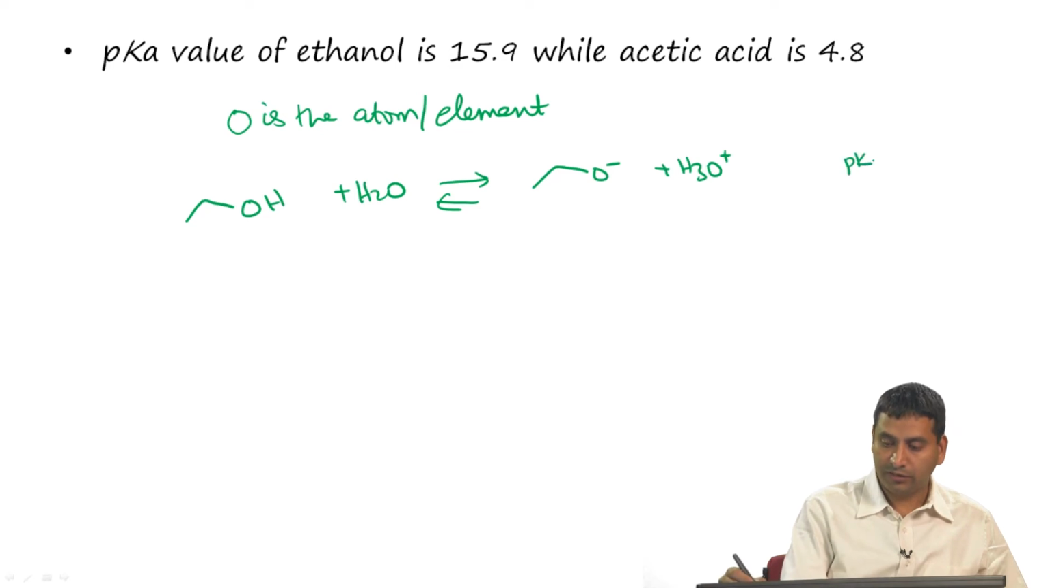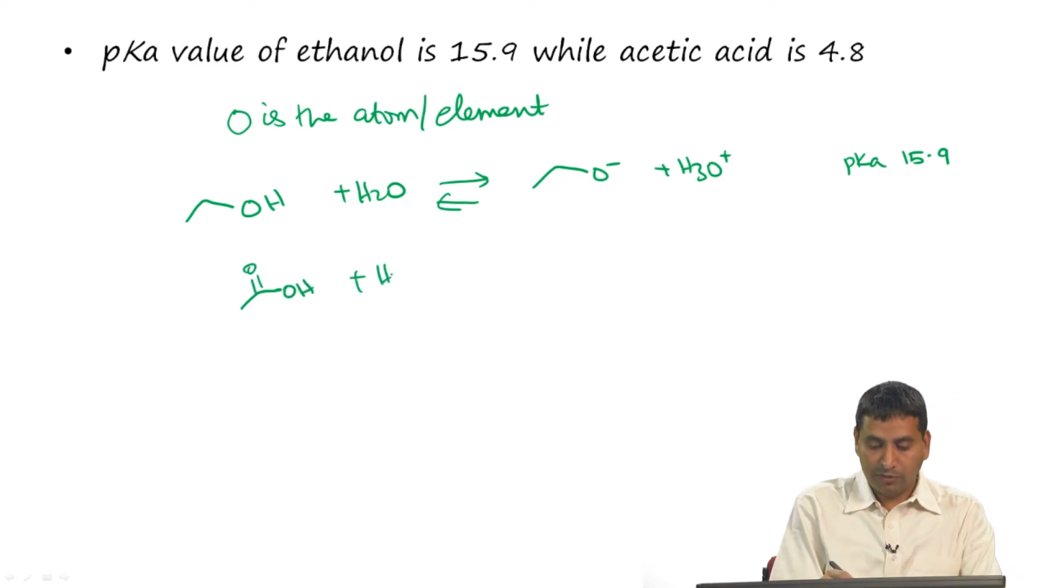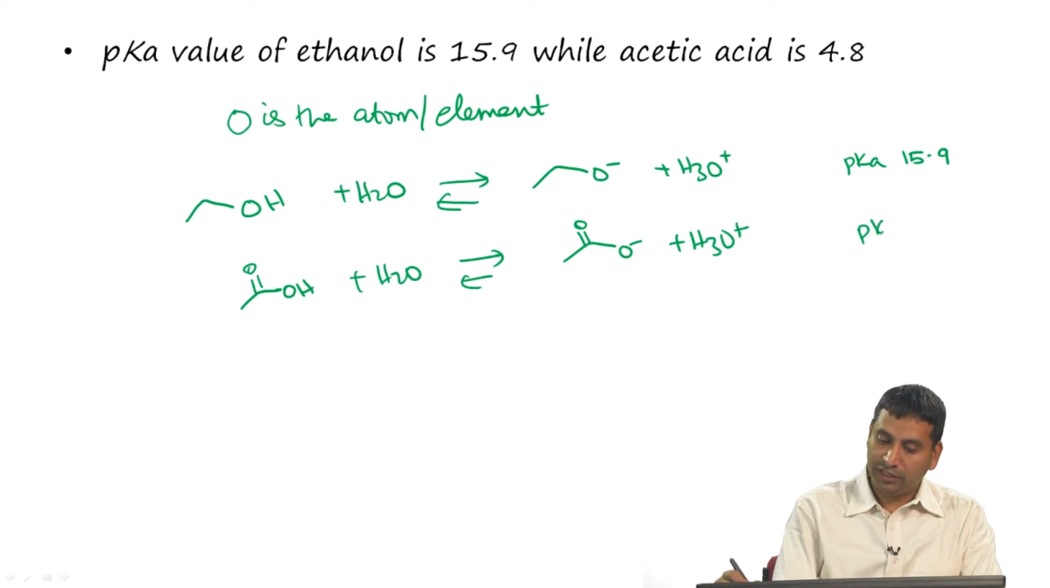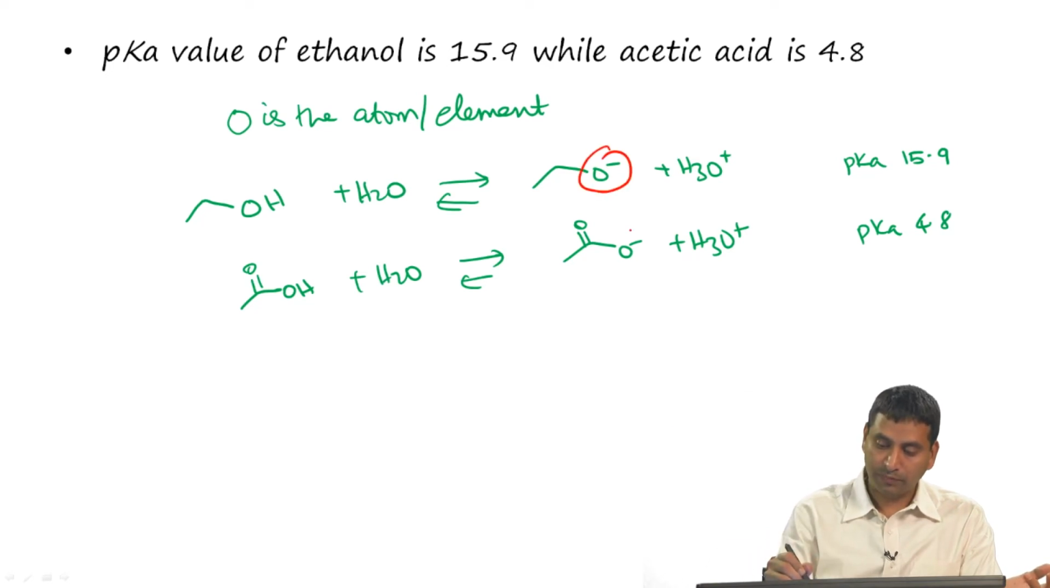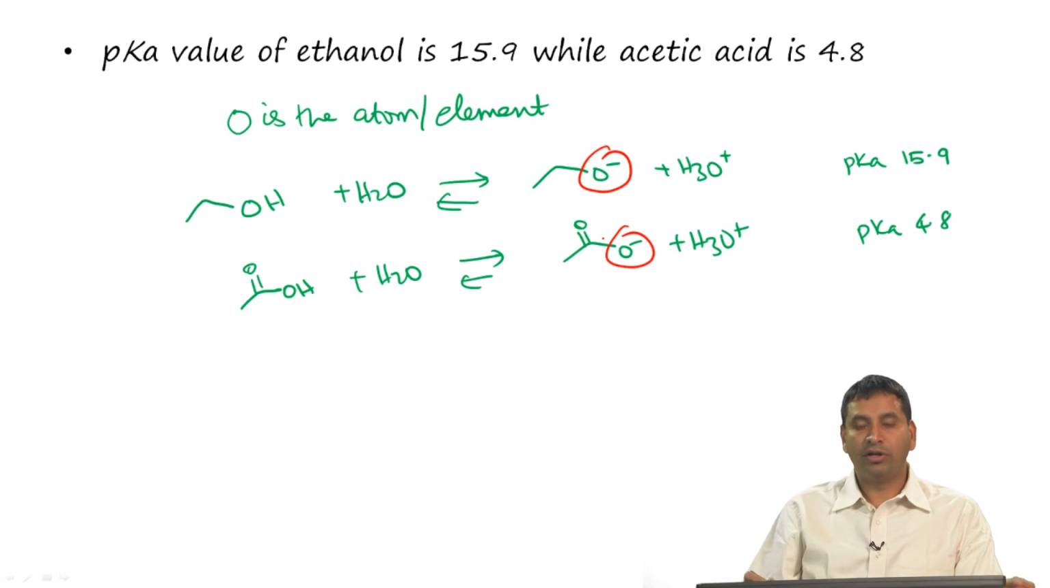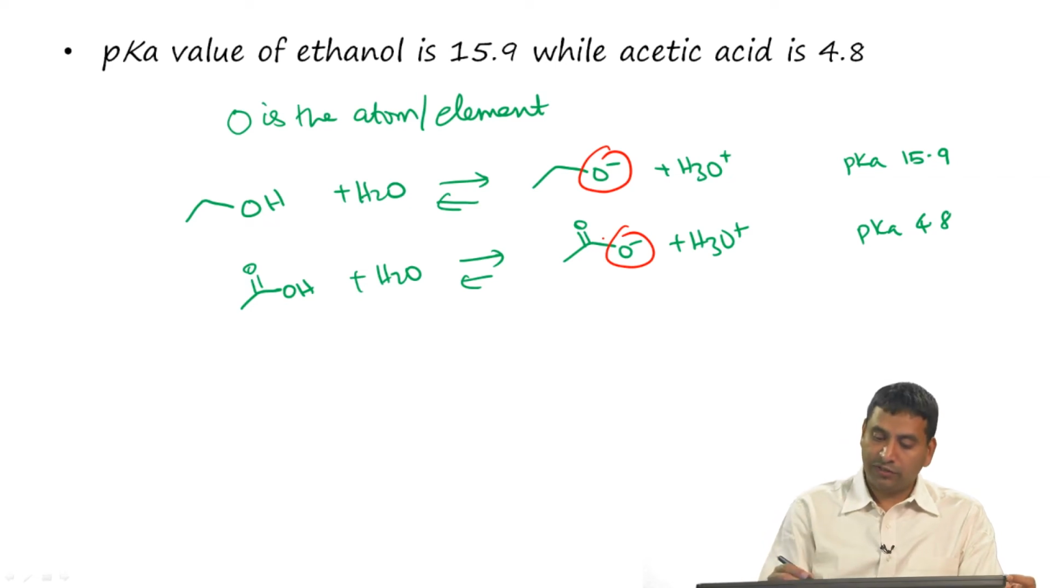Here the pKa is 15.9, whereas for acetic acid, whose structure is this, plus H2O in equilibrium with acetate plus H3O+, the pKa is 4.8, right. One way we can explain this is that the element involved is oxygen in both cases. But one important difference between acetate and ethoxide is that acetate can actually involve itself in resonance.